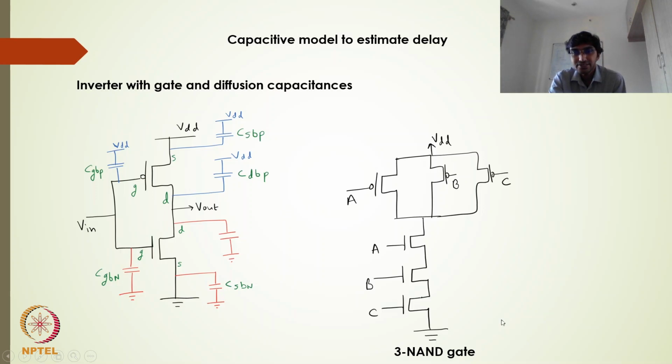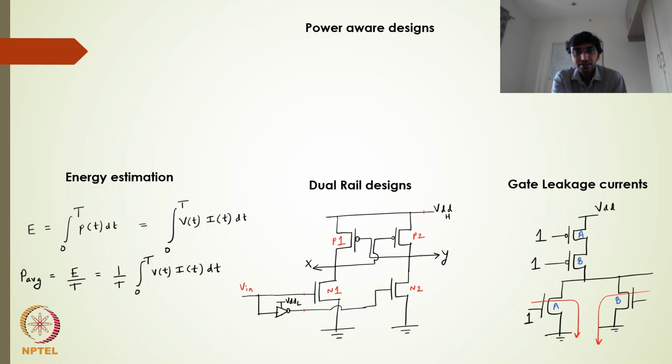Here is just a representation of a 3-input NAND gate. Again, for a higher order circuit, it will be much more useful to use the Elmore delay method, which is nothing but an RC extracted representation, and estimating the delay for the higher order digital circuits. After that, I think we will look into the power estimation.